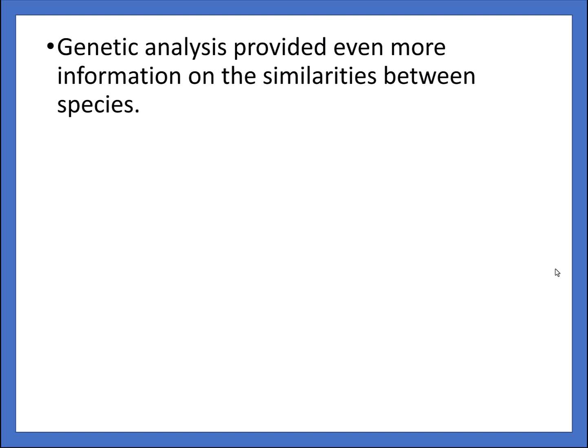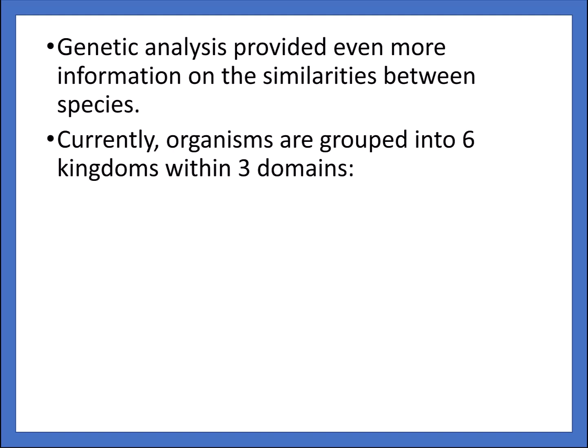Genetic analysis provided even more information on the similarities between species. And currently, organisms are now grouped into 6 kingdoms within 3 domains. So a domain is a larger category than a kingdom, and one of the more recent additions in the classification system.